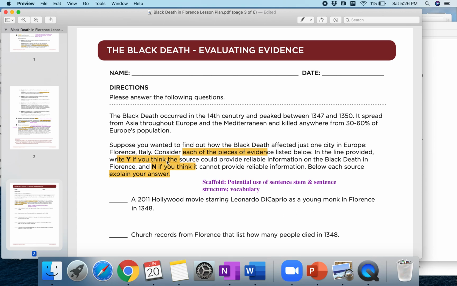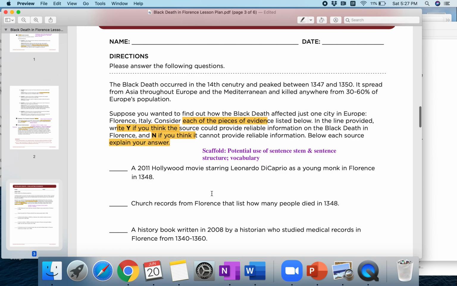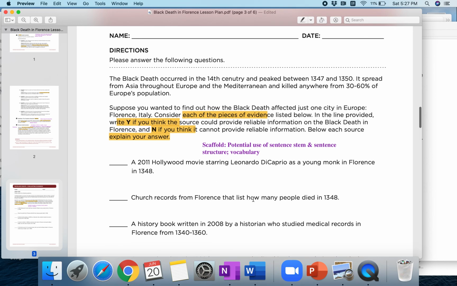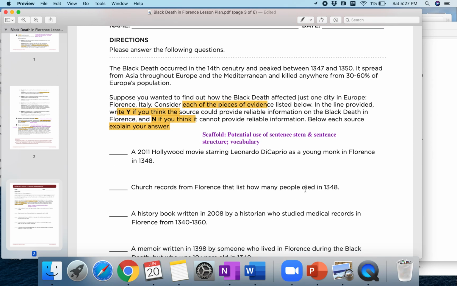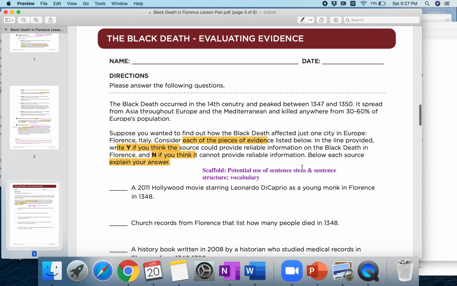First, the students are asked to evaluate and consider each piece of the evidence, and then they are going to write down yes or no to say if they think the information is reliable or not, and they would also need to explain their answers. I think to scaffold low proficiency learners here, it would be beneficial if the teachers can provide a potential use of sentence stems and sentence structures ahead of time, and vocabulary, such as sentence structures such as A is more trustworthy than B because, and so on. It will really help everyone to speak up.